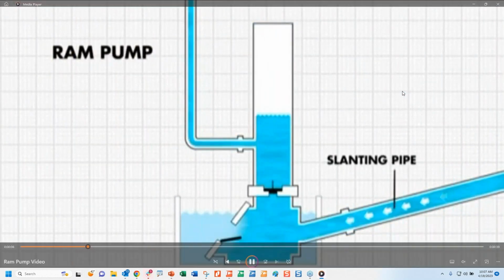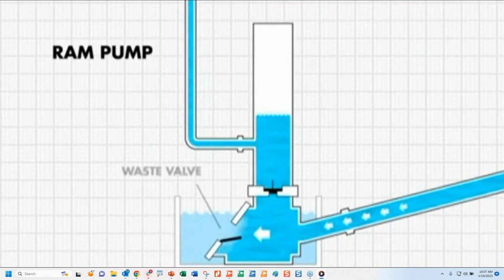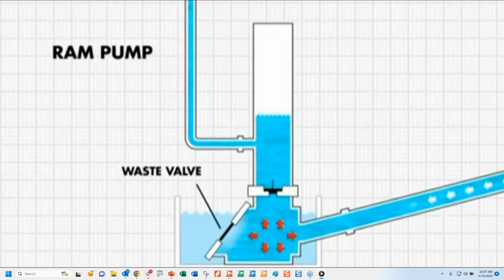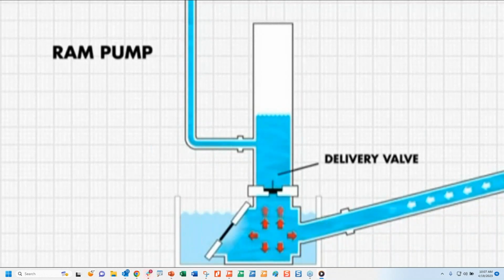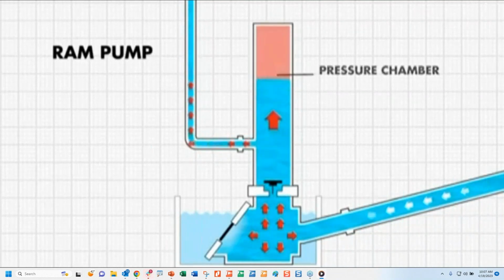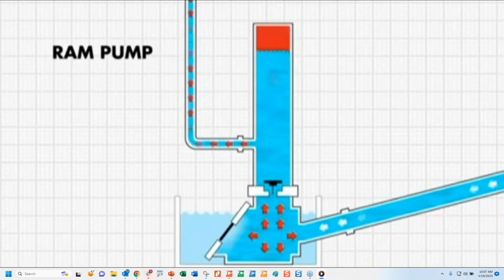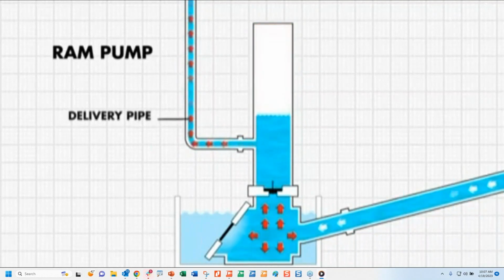So we see that water initially flows through the waste valve, then the waste valve slams shut and builds the pressure inside the ram pump. The delivery valve opens, compresses the air in the air chamber, and this delivers water through the delivery pipe, and it closes the delivery pipe.